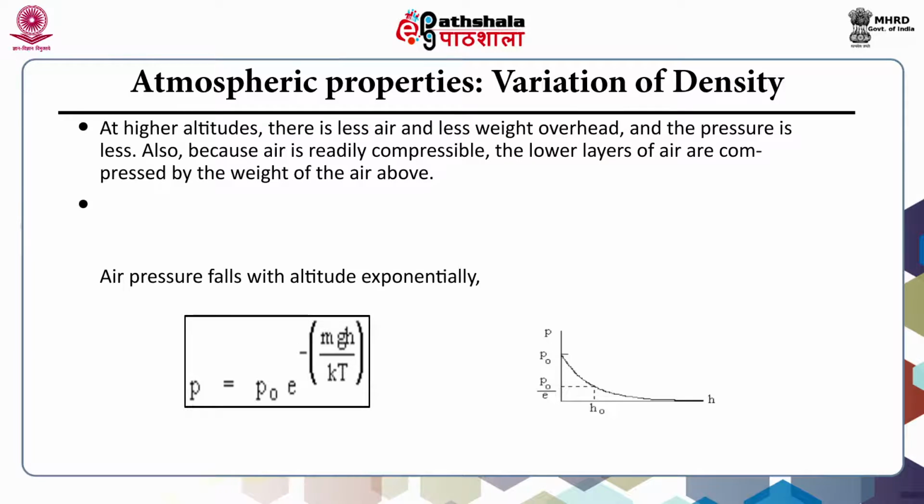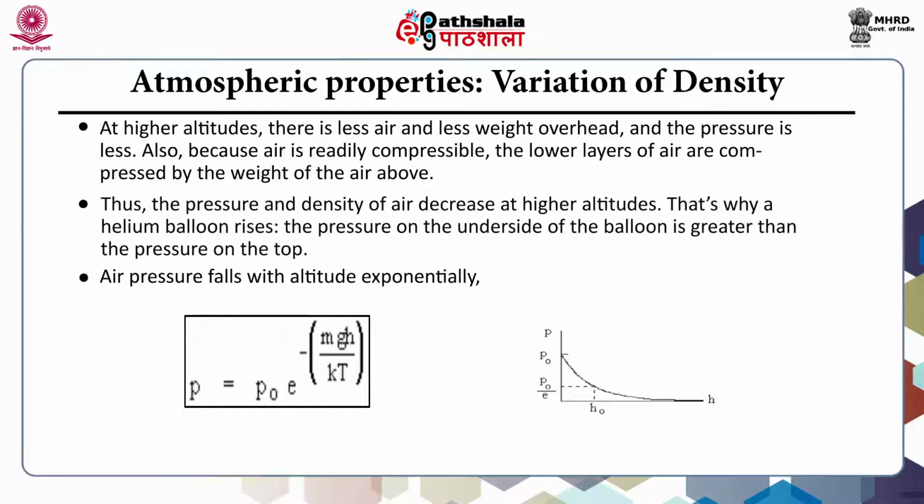At higher altitudes, there is less air and less weight overhead, and the pressure is less. Also, because air is readily compressible, the lower layers of air are compressed by the weight of the air above. Thus, the pressure and density of air decrease at higher altitudes. That's why a helium balloon rises. The pressure on the underside of the balloon is greater than the pressure on the top.